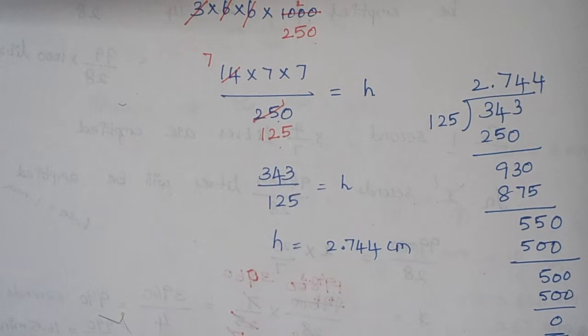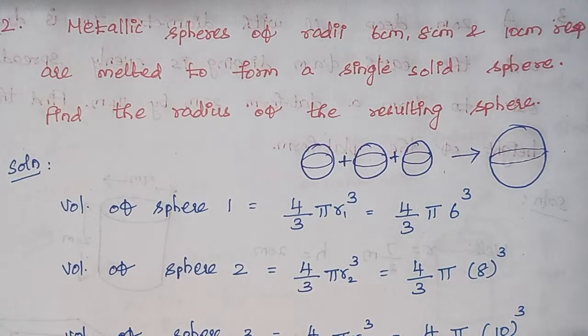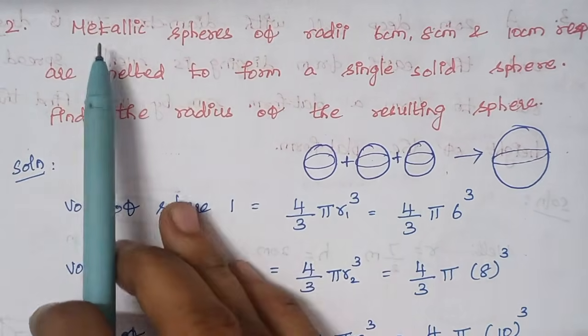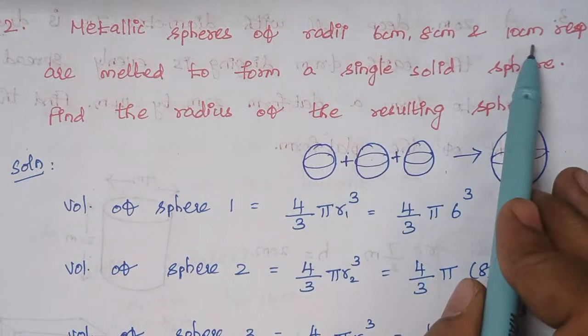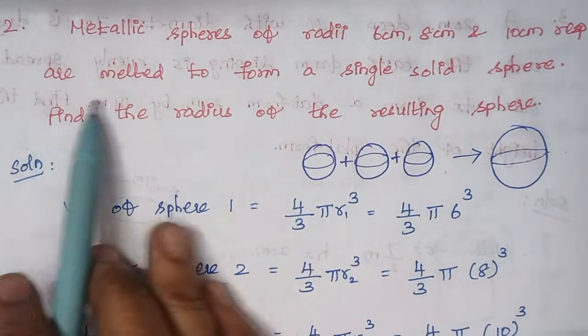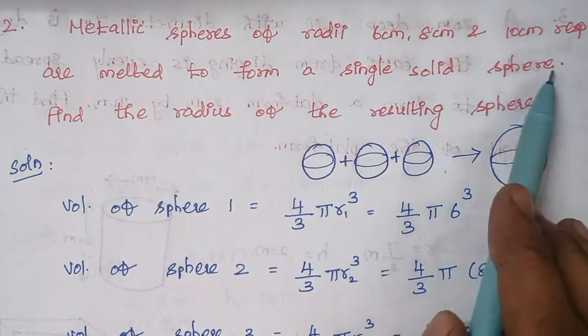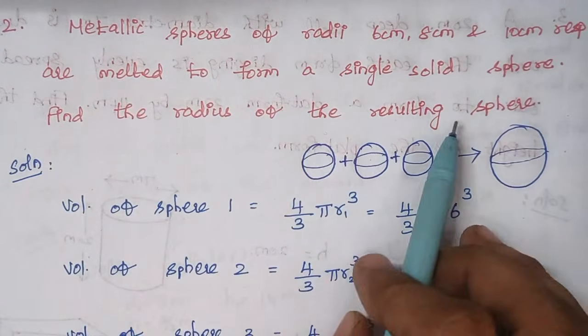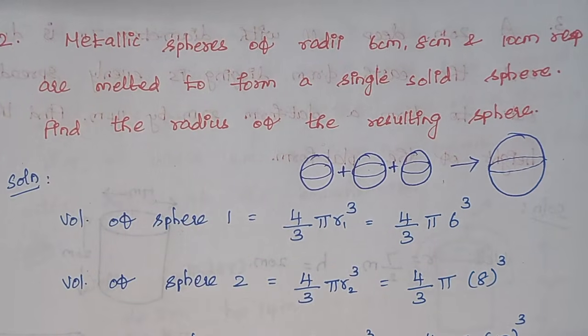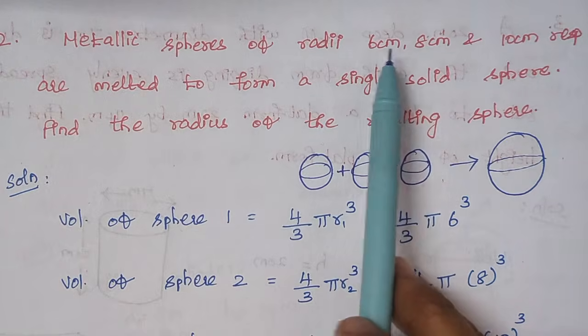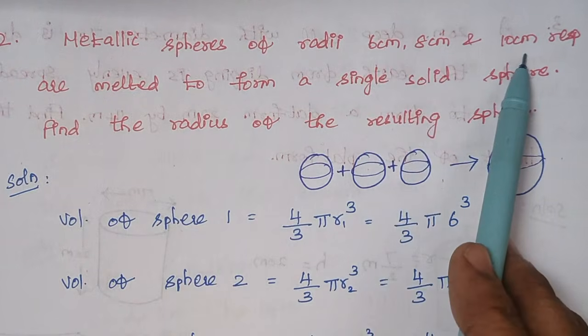Now we will proceed with our problem number 2. The problem is: metallic spheres of radius 6 cm, 8 cm and 10 cm respectively are melted to form a single solid sphere. Find the radius of the resulting sphere. So here how many spheres do we have? We have 3 spheres, of radius 6, radius 8 and radius 10.